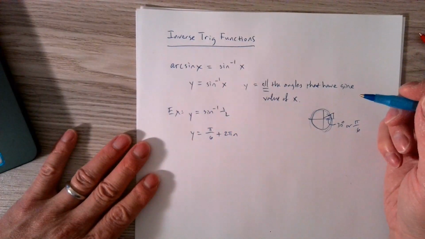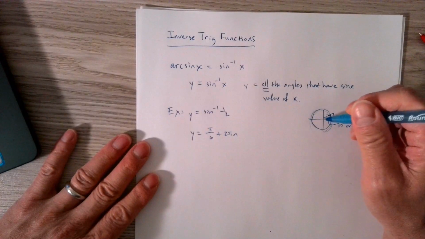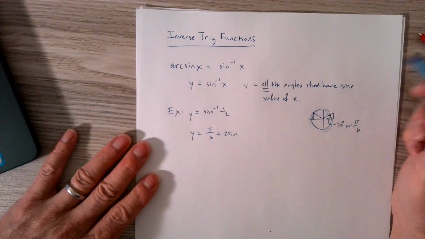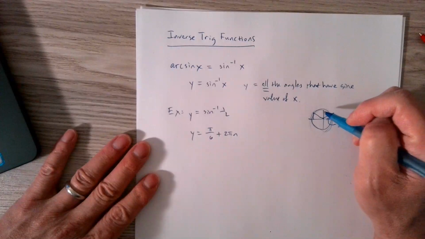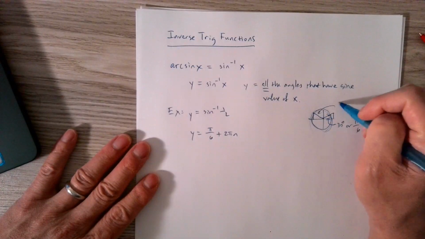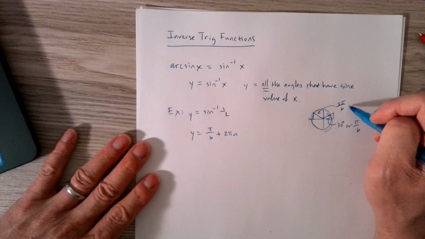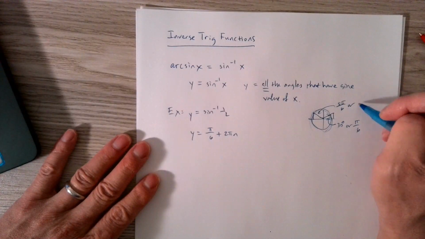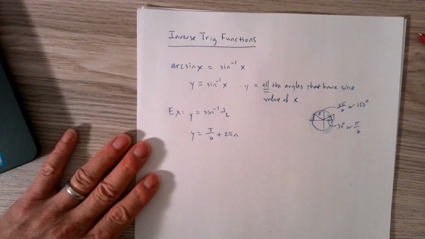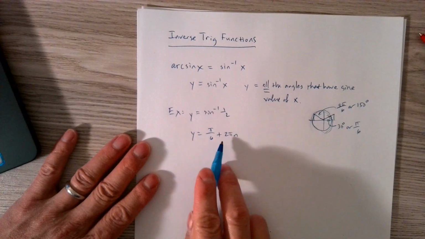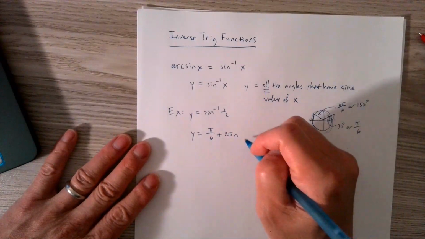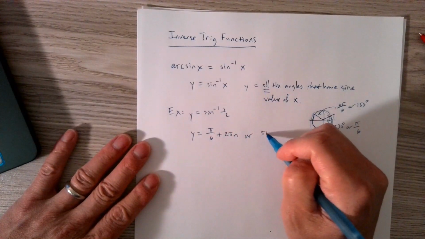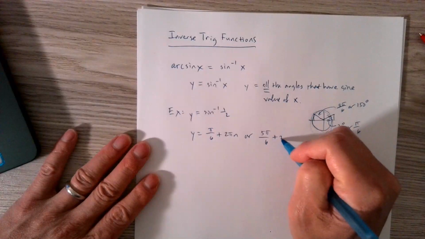But there's also another angle, the first go around over here. In quadrant 2, there's one that also has a sine of 1/2, and that would be 5 pi over 6, or 150 degrees. So if I really want to list all the angles that have this sine value, then it's also 5 pi over 6 plus 2 pi n.